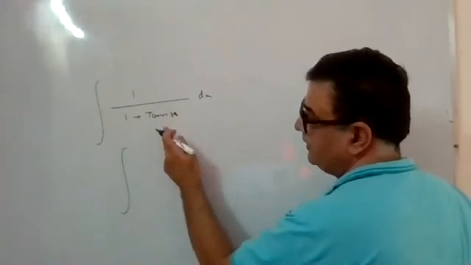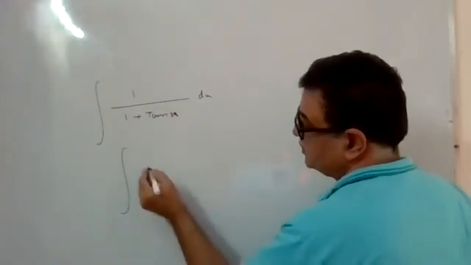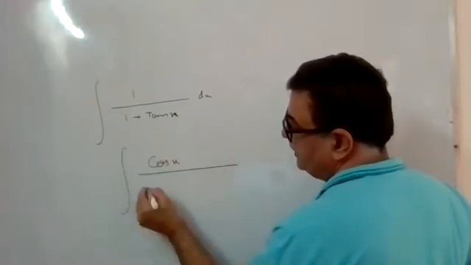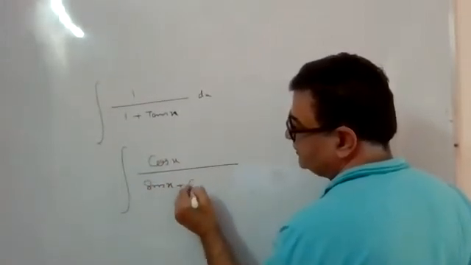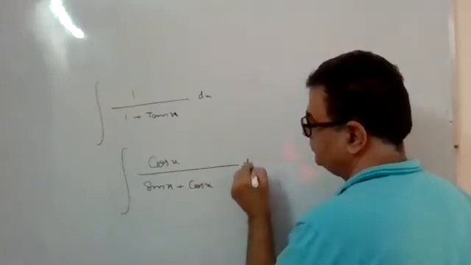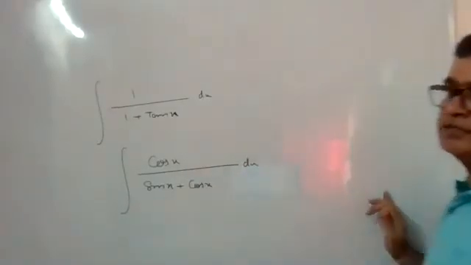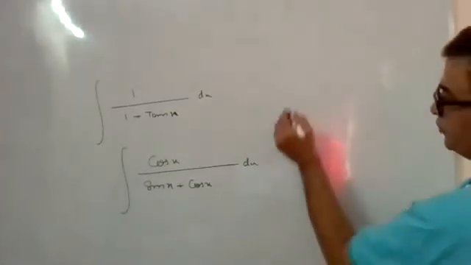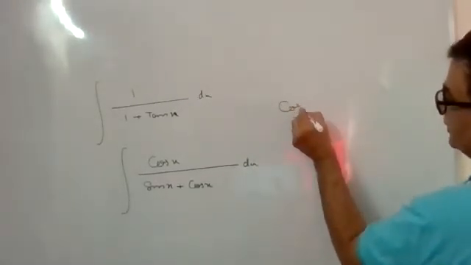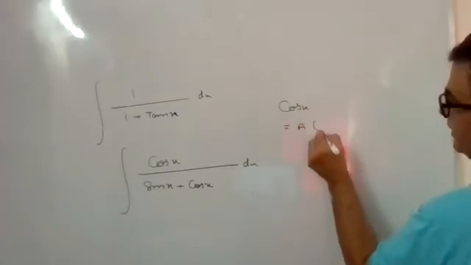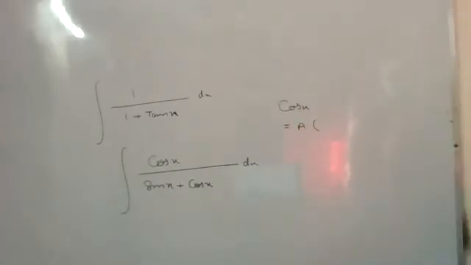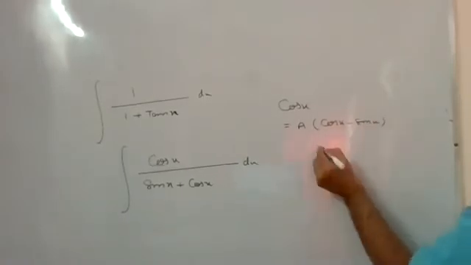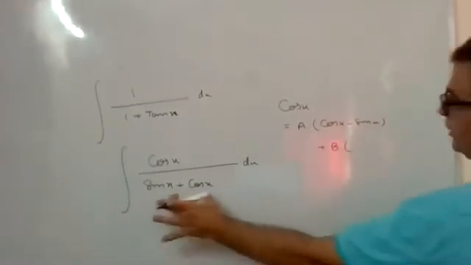This will be sine by cos. So when you take LCM, cos x will come in the numerator, then it is sine x plus cos x. So numerator also has sine cos, denominator also has sine cos. So whenever this form comes, what should I do? The numerator, that is cos x, is a times the derivative of the denominator plus b times the denominator.